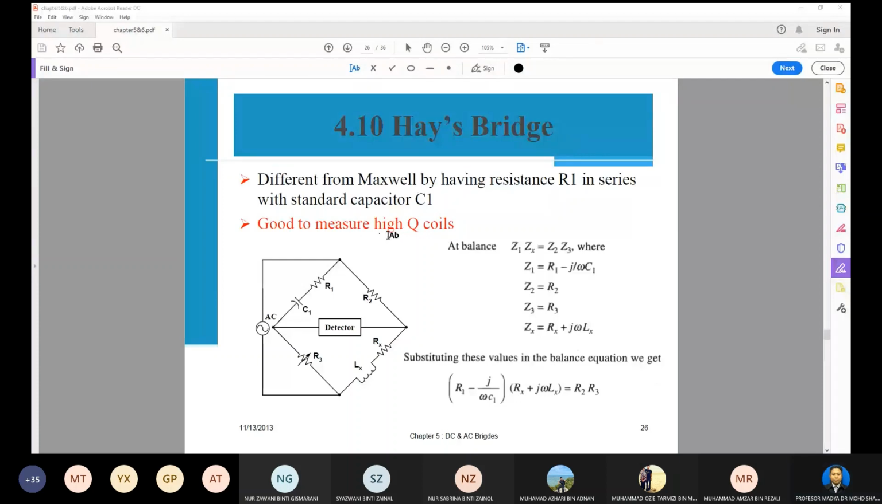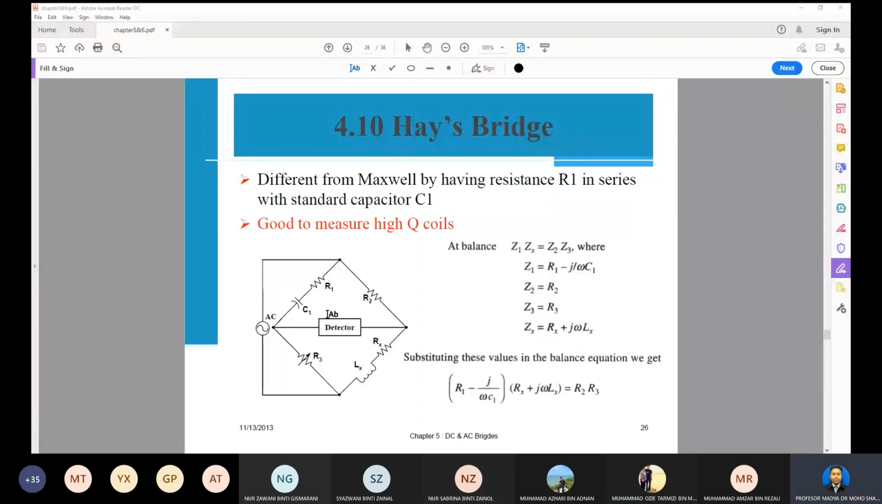You can see the difference between the Maxwell and Hay is on the Z1. For Maxwell, normally R1 is parallel with the capacitor, but for the Hay bridge it will be series: R1 in series with capacitor 1. The rest will be the same. R2 is the same, R3 is the variable resistor and the same, and Z4 will be Rx plus Lx. The difference is only in Z1.